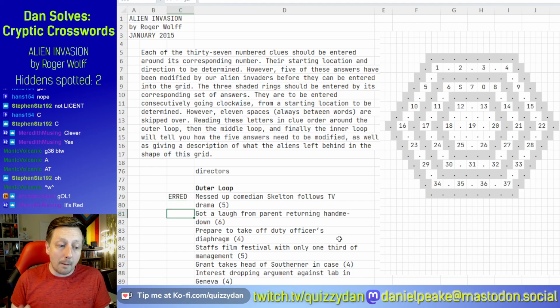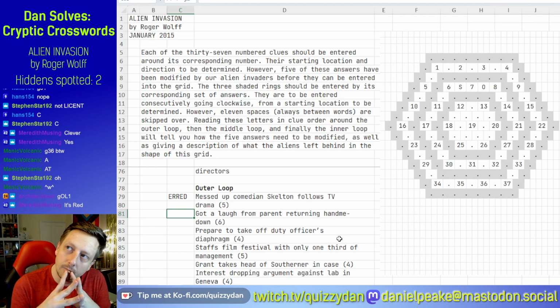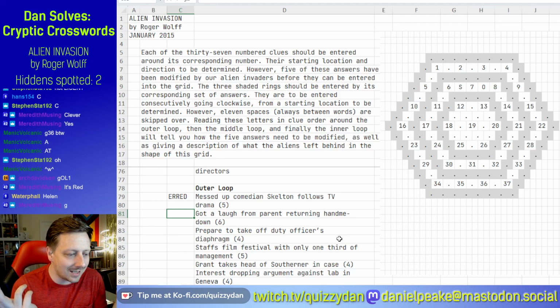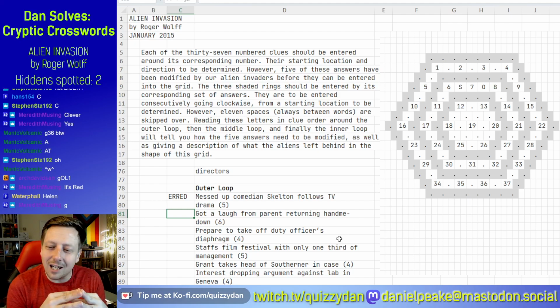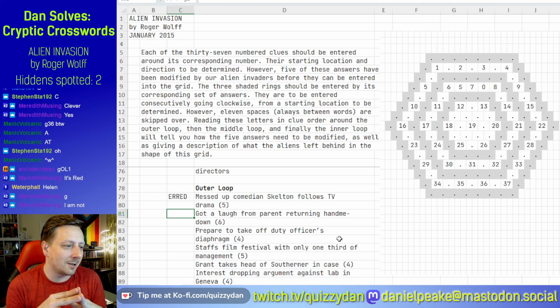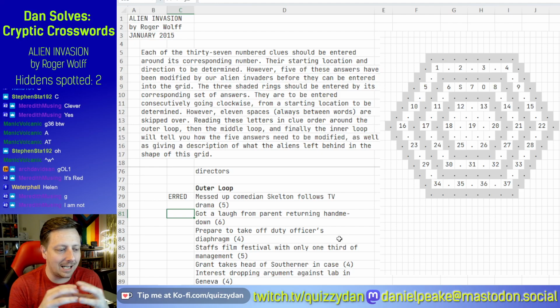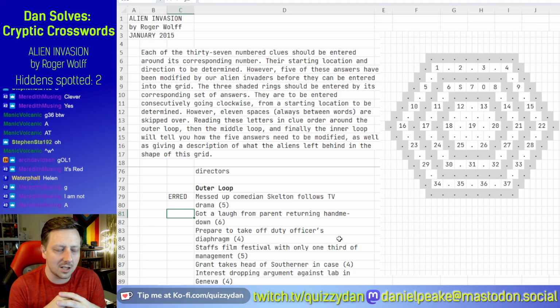Got a laugh from parent returning hand-me-down. So it's like a keepsake. I want it to be a memento, but that's 7 because Mom is in there. I was thinking of how the Skelton does Waterfall, but it couldn't have been that because just not the right country. First letter, please. Got a laugh from humoured.